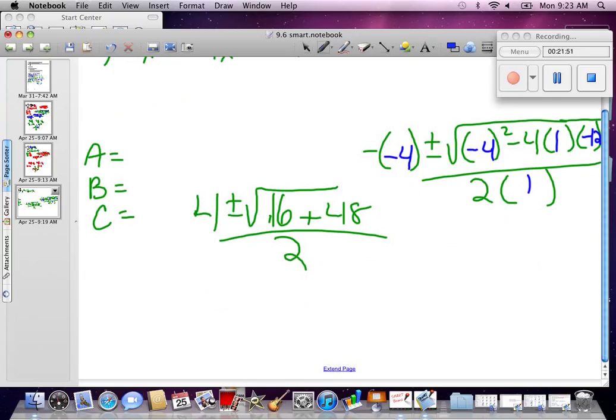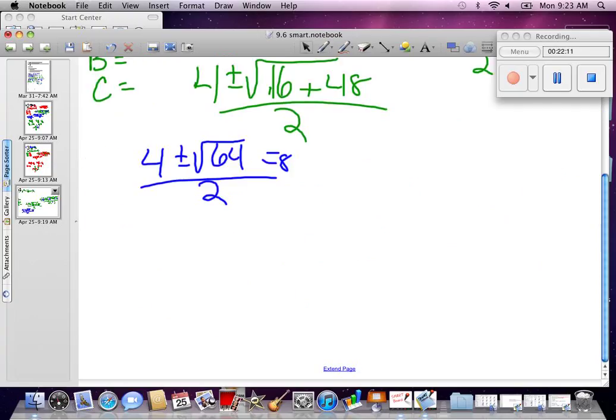What is 16 plus 48? 64. Good. Which is exactly what I got in my calculator when I put the parentheses in the right spots. And see, she did it. It was much quicker, so you might want to think about using your calculator. What's the square root of 64? 8. Okay? So now is when we split it because of the plus and minus sign.